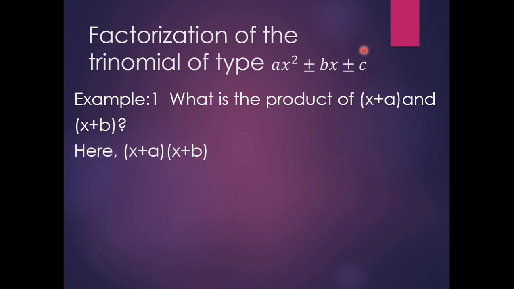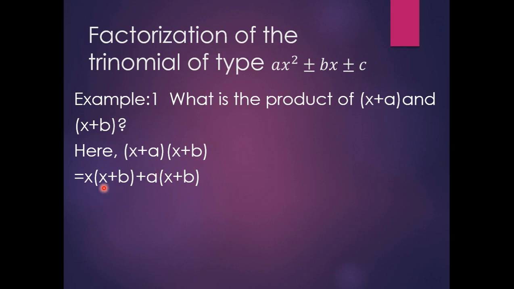Here, x plus a times x plus b, when you multiply this, our multiplication process is that this x will multiply x plus b. Similarly, this a also multiplies x plus b. Okay, so each term multiplies each term of the second factor. So x multiplies x plus b, a multiplies x plus b.